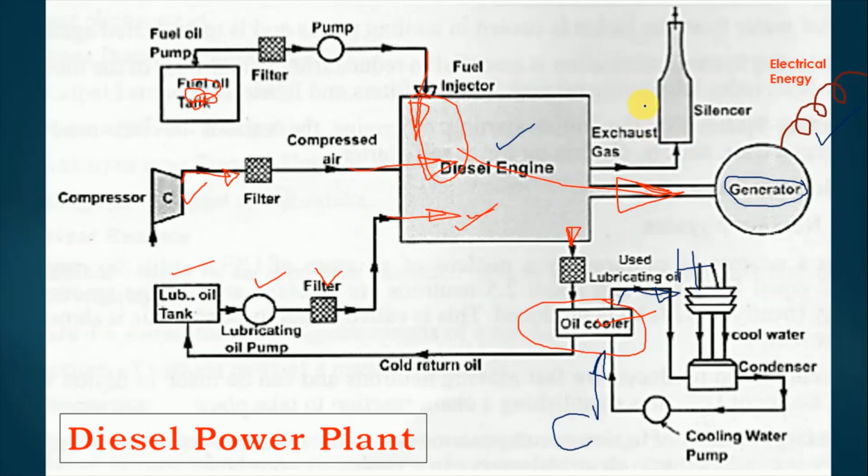You will see one more component here, that is the exhaust line. Whatever exhaust gas is generated because of burning of diesel, that exhaust gas will be taken out and released to the atmosphere. In between we use a silencer in order to reduce the noise which is generated by the engine. Okay, so this is all about the working of a diesel power plant.